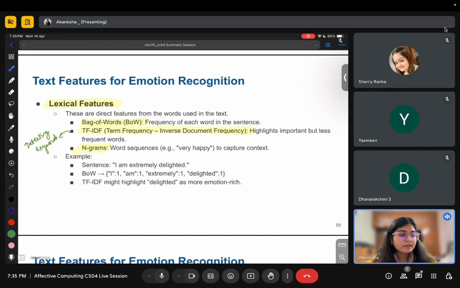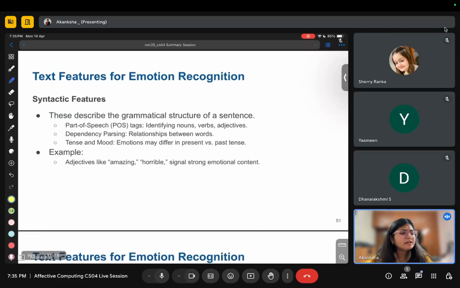And n-grams is for frequently occurring words, to capture context. Example is the sentence "I am extremely delighted." So bag of words can assign some kind of number to it. And TF-IDF might highlight which is the most important keyword here. Then there come syntactic features. That means part-of-speech tagging, some adjectives, some tense and mood, exactly what the words that are written mean.